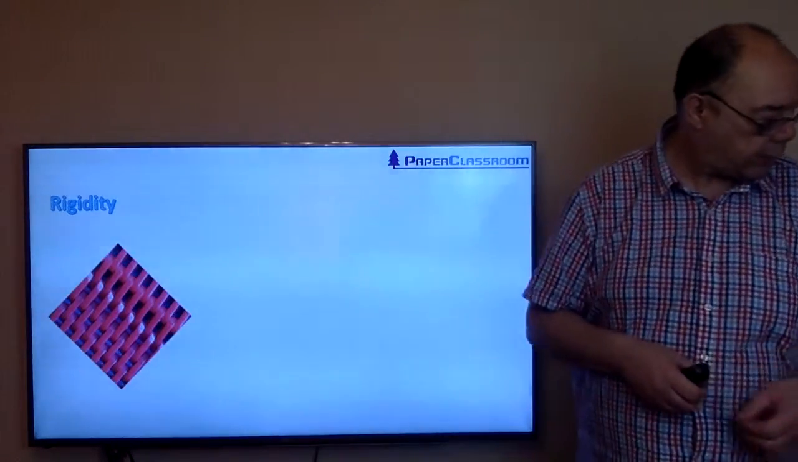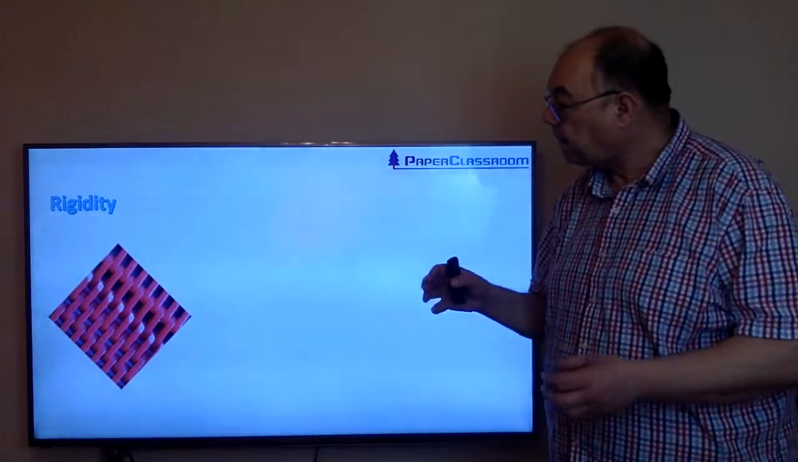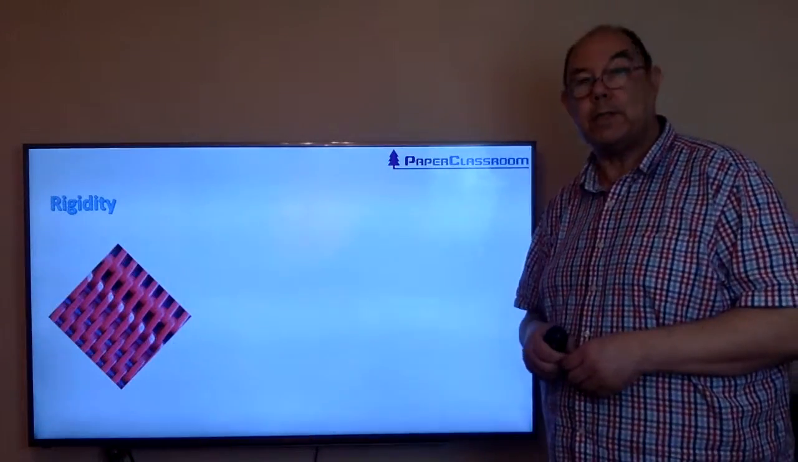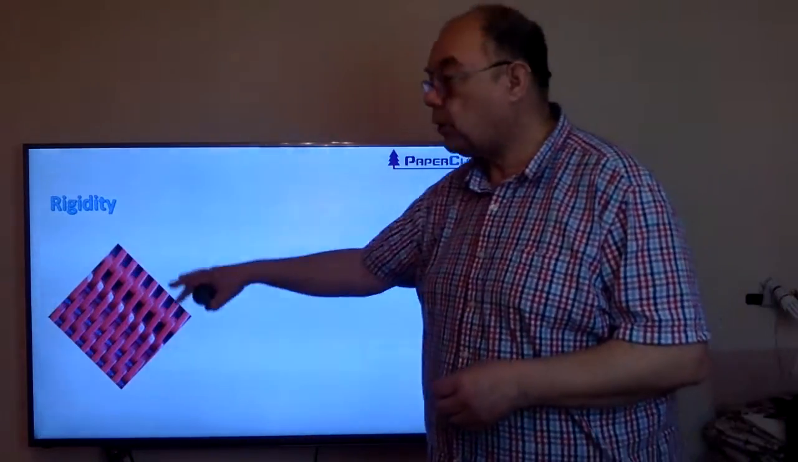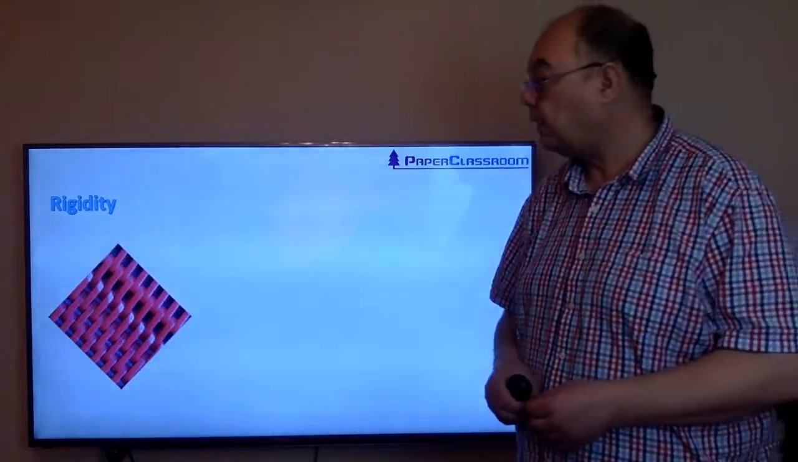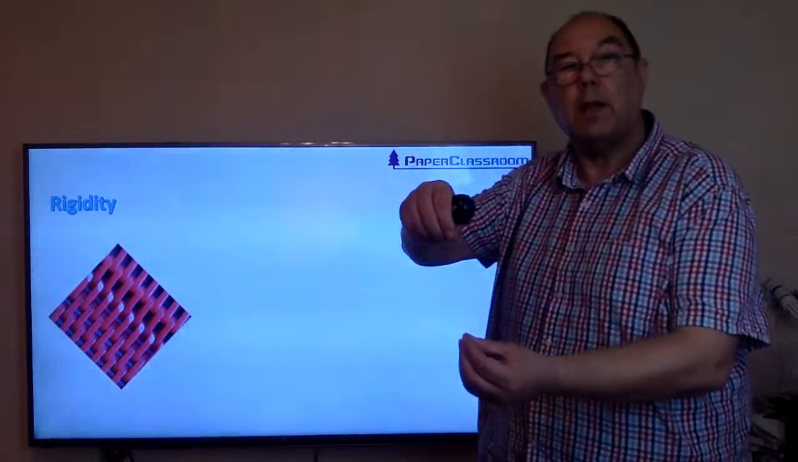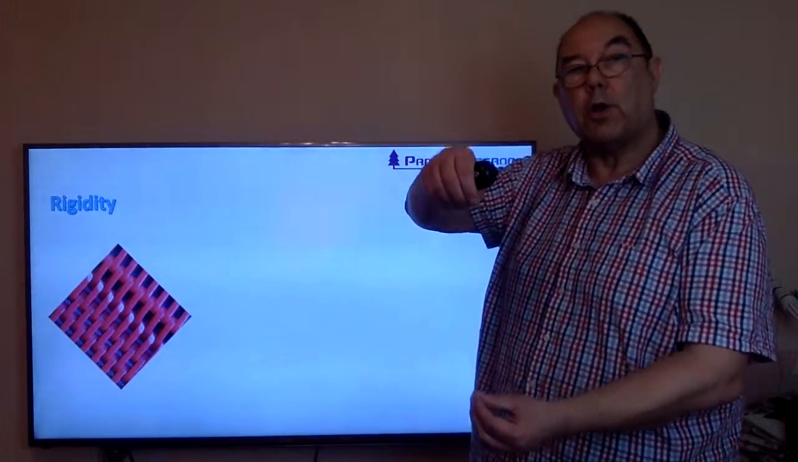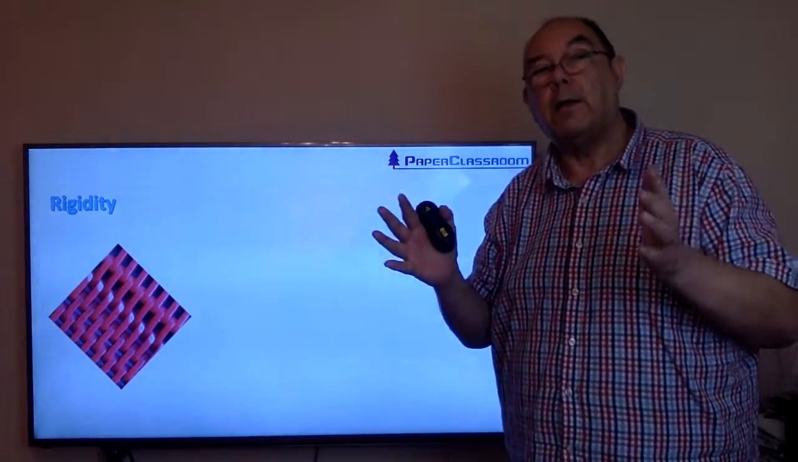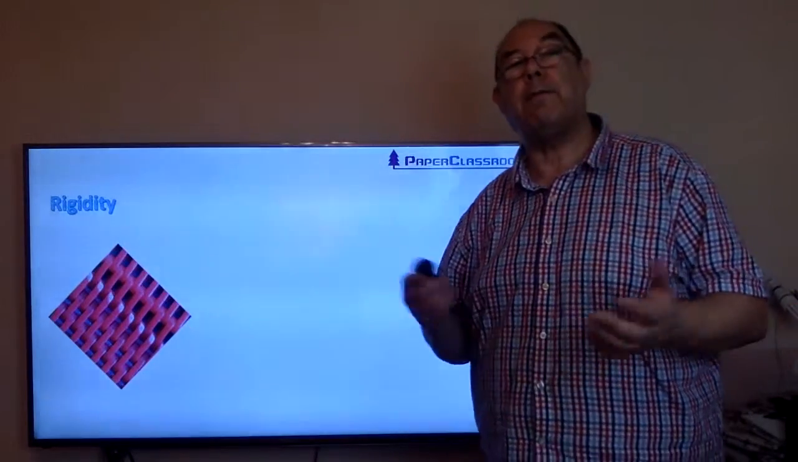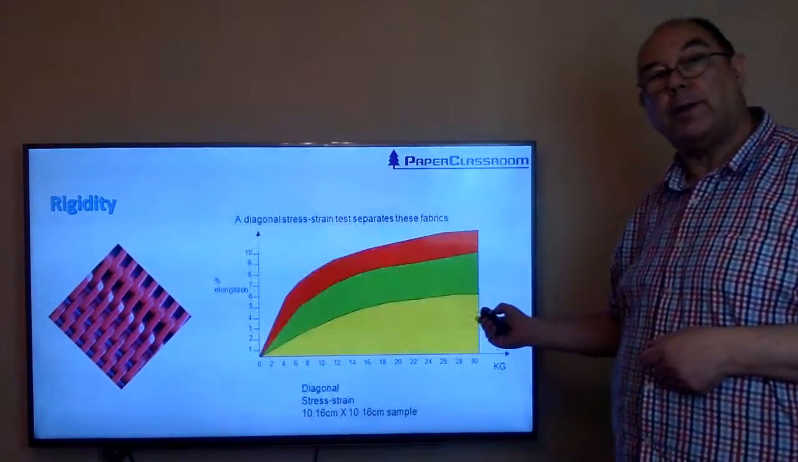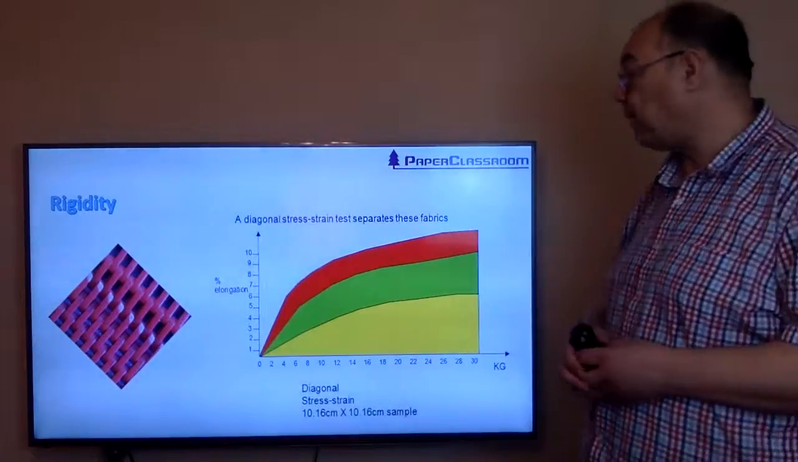Rigidity, this is an interesting topic. How they measure rigidity is quite interesting. What you do is you cut a square of dry fabric and then you put these in a tensile tester and you pull corner to corner, and as you pull then the dry fabric will deform and you end up with this sort of type of graph.